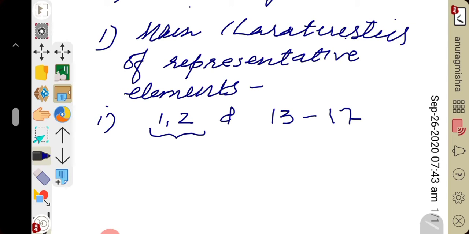There is a regular gradation from metallic to non-metallic character as we move from left to right. In representative elements, when we move from left to right in a period, the property gradually changes from metallic to non-metallic character. I hope you people understood.